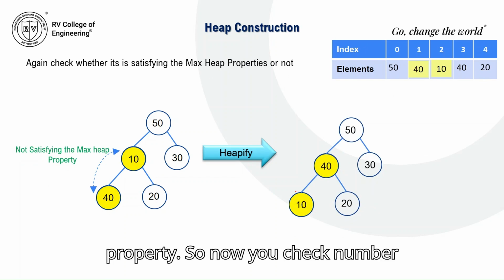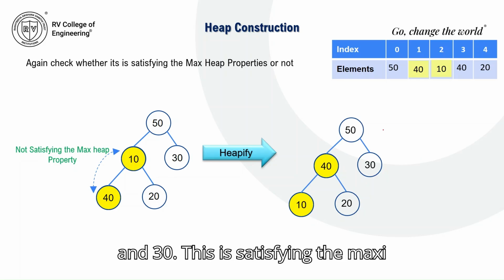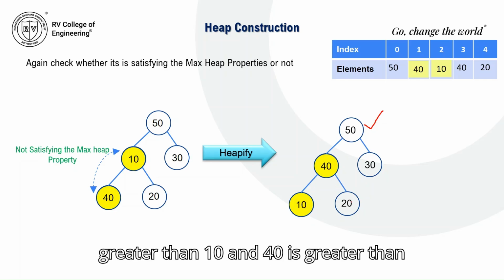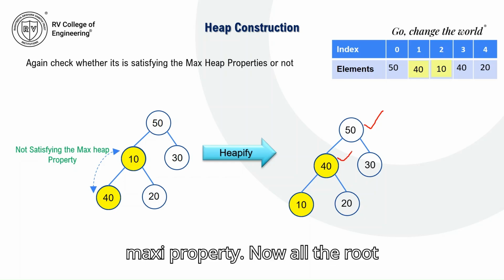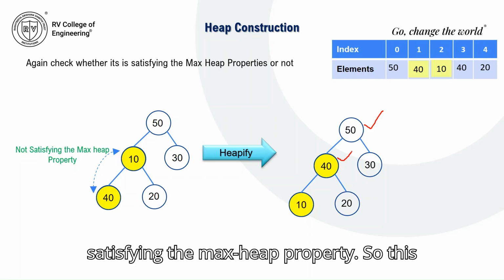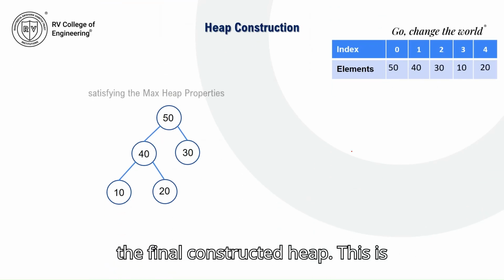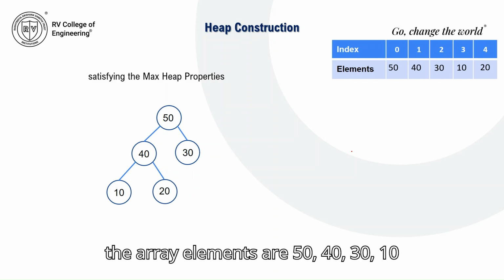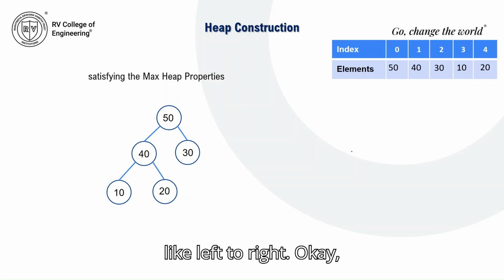So now you check number 50, 30, 40. 50 is greater than 40 and 30. This is satisfying the max property. And here you check 40 is greater than 10 and 40 is greater than 20. This is also satisfying the max property. Now all the root nodes like 40 and 50 are satisfying the max property. So this is how you can build the heap. And this is the final constructed heap. This is satisfying the max properties. And the array elements are 50, 40, 30, 10, and 20. So the elements are arranged from left to right.